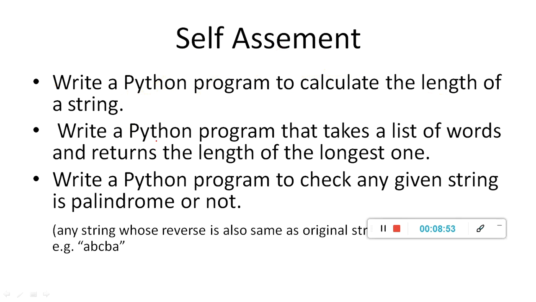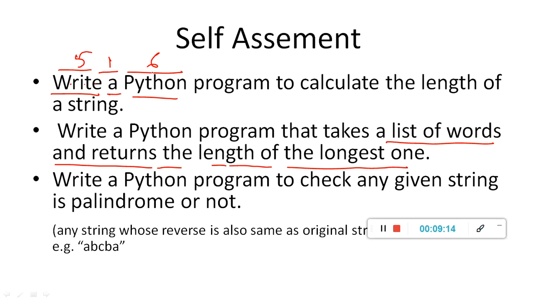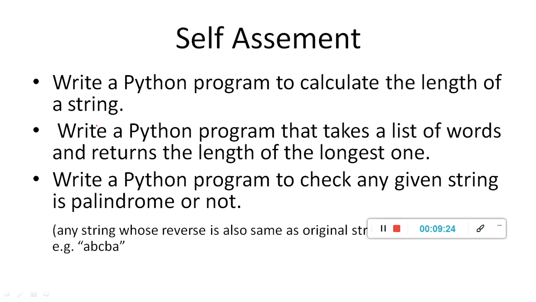What is the next one? Write a Python program that takes a list of words, meaning not only one word but more than one word, and returns the length of the longest one. Suppose I have taken here first, second, 3 letters only. What is the length of this one? 1, 2, 3, 4, 5. This one is 5 and this one is 6. So the output should be 6 because this is the longest. Such a kind of program you should write. These are hints I'm giving you.